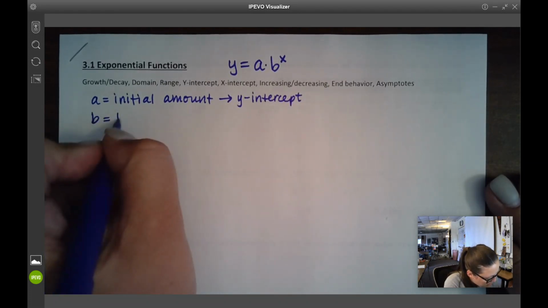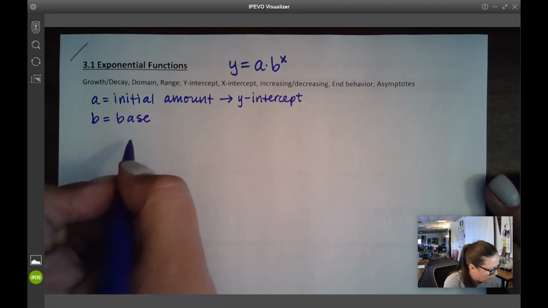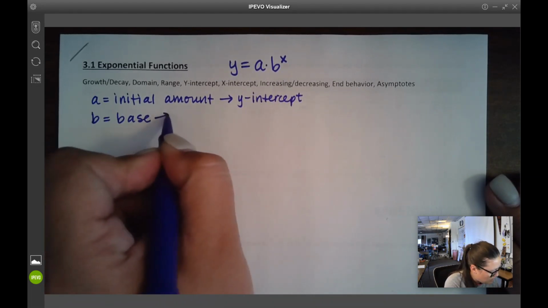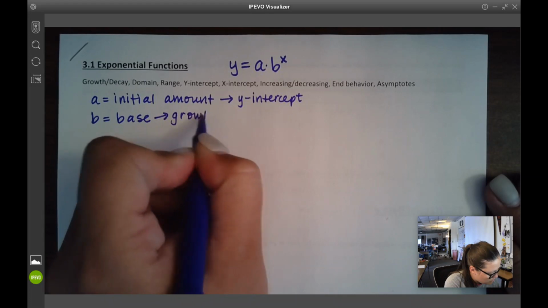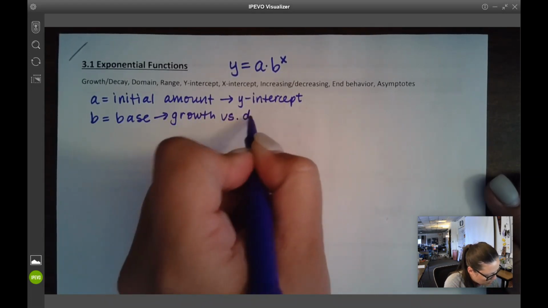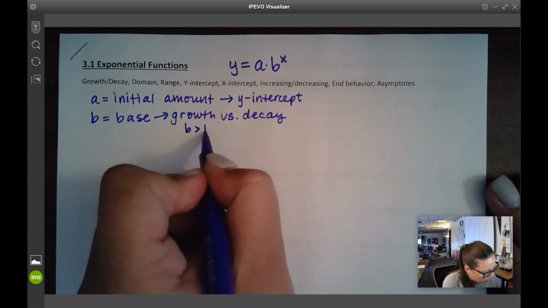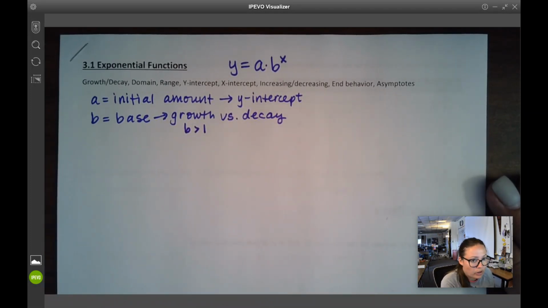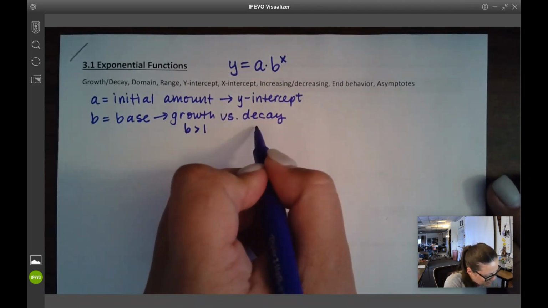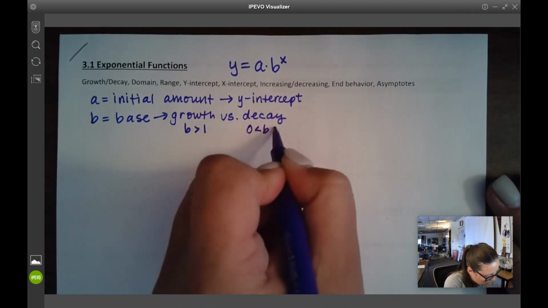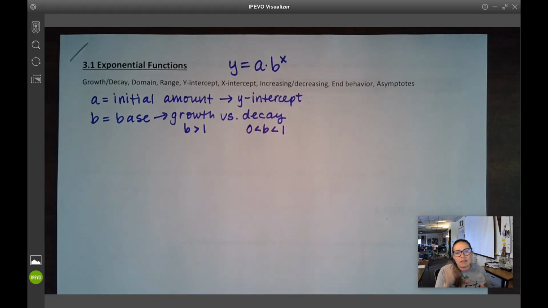And B is the base. And the base determines if we have exponential growth or exponential decay. If b is greater than 1, the function will be exponential growth. If b is less than 1 but greater than 0, we never have a negative base. We always have positive values for b. So if b is between 0 and 1, we'll have exponential decay. Okay?